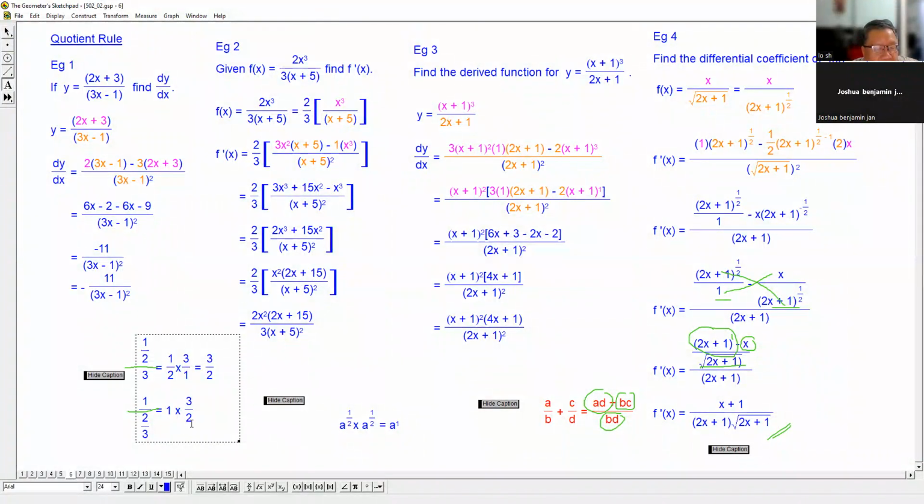Divide by 2 over 3 means multiply by 3 over 2. This is equal to 3 over 2. Although the answer is the same, this is divided by 3, sorry, this is 1 over 3. Divide by 3 is multiply by 1 over 3. So this is 1 over 6. Okay, no?